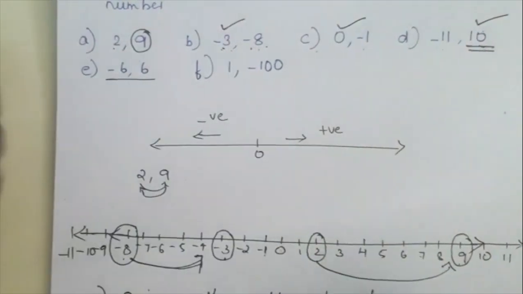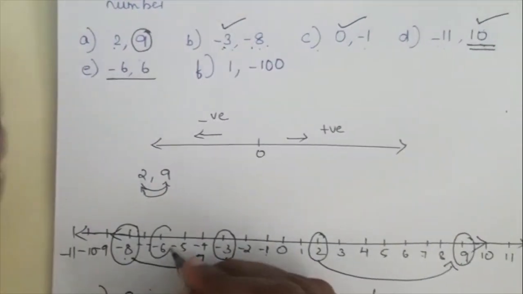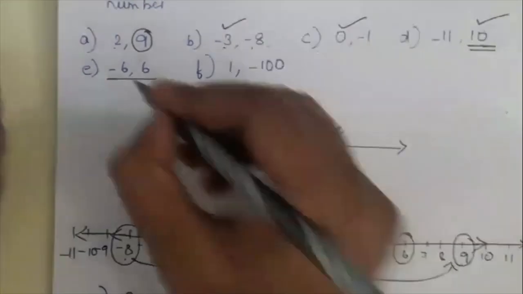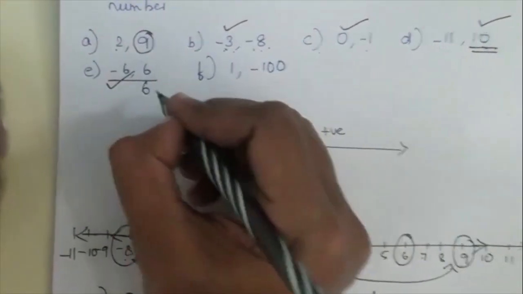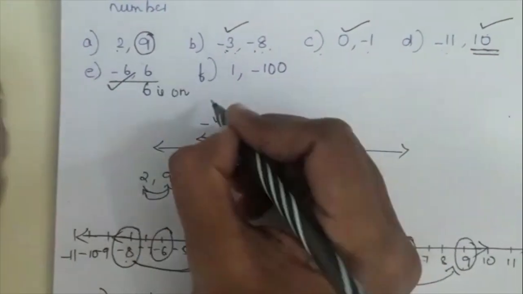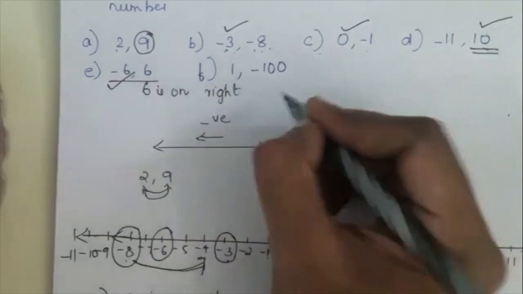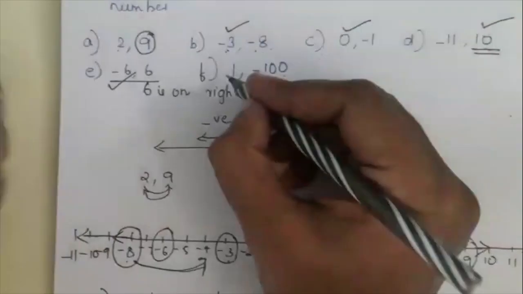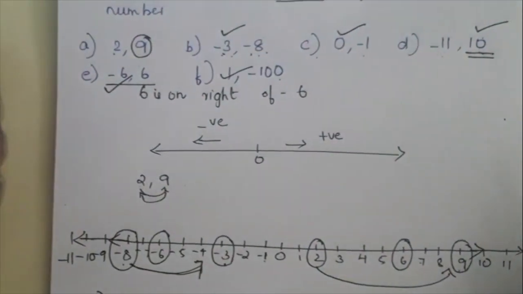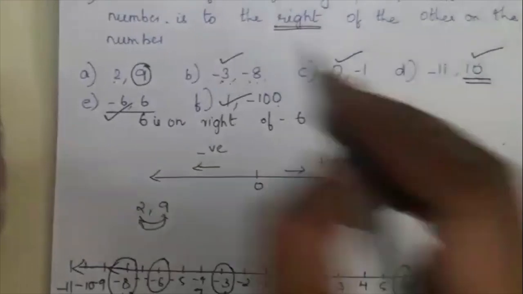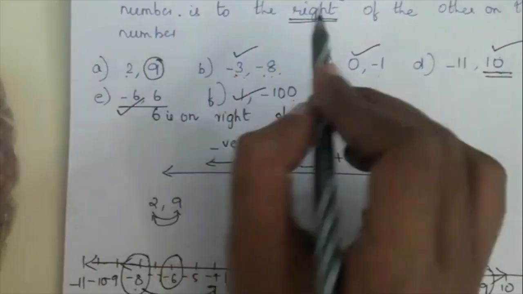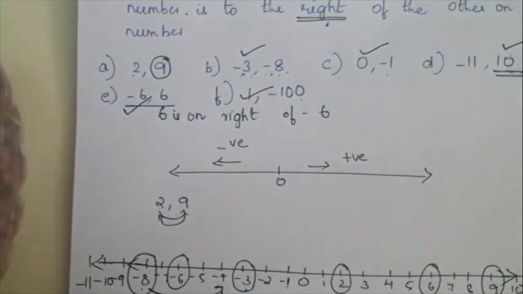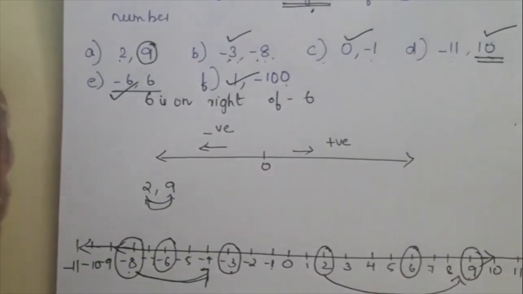Minus 6 and 6. Here you can see this is minus 6 and here it is 6. 6 is on the right side of negative 6. Then 1 and negative 100. Which will be the number? 1 is on the right side of negative 100. Okay, so this was the question, which of the following numbers is to the right side? The greatest number will always be on the right side.